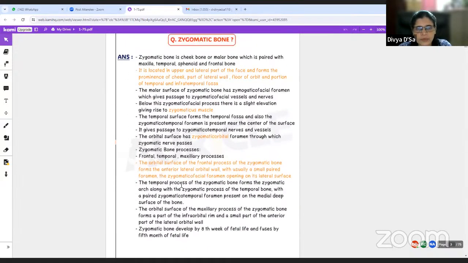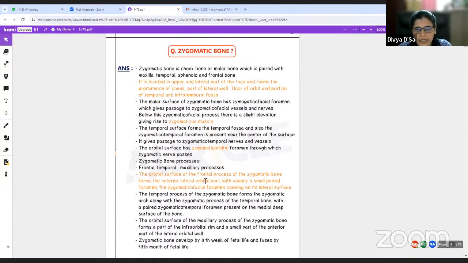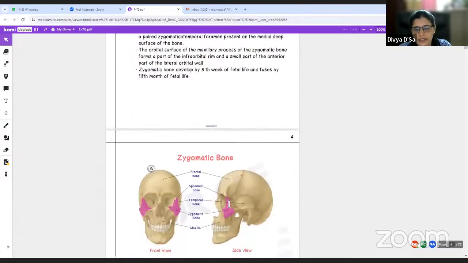The zygomatic bone is present in the upper and lateral part of the face, and it will form the prominent part of the cheek, as well as part of the lateral wall of the facial skeleton. It will also form part of the lateral wall as well as the floor of the orbit, and a portion of the temporal and infratemporal fossa, because it is in this region. Here you can see the temporal fossa.